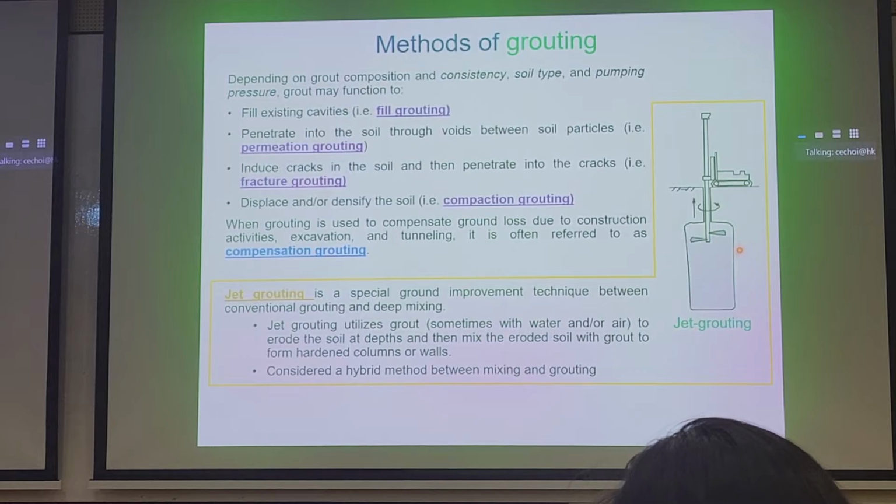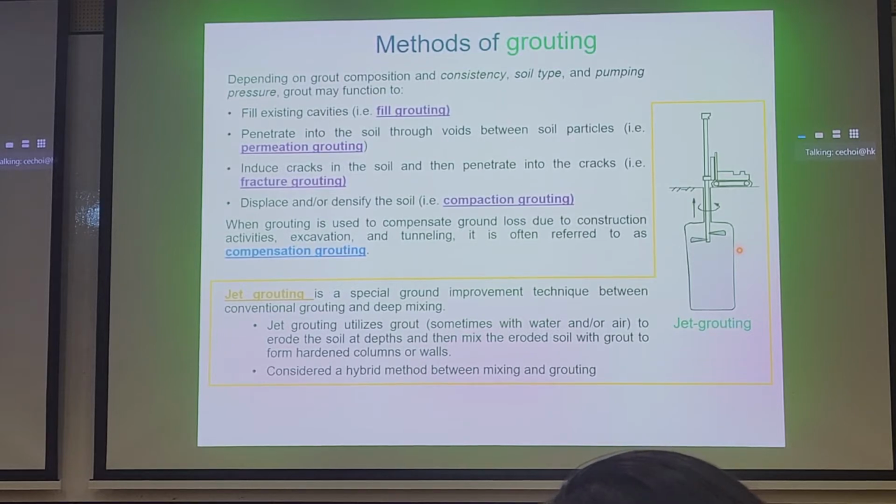So jet grouting can be used in an array to form a barrier, or you can use it as some sort of improvement in bearing capacity. For example, if you put a cluster of these jet grout columns together, you can perhaps increase the bearing capacity of a shallow footing. And we've mentioned already that jet grouting is a special hybrid type of chemical improvement, somewhere between grouting and deep mixing.